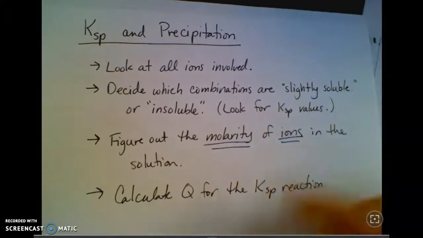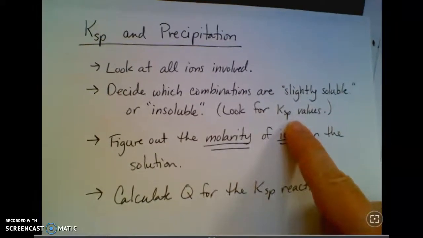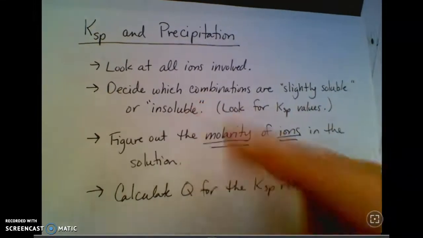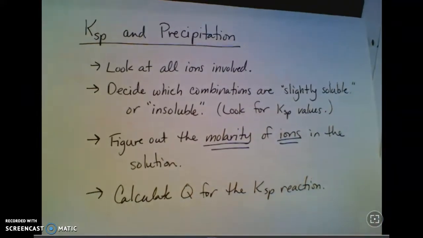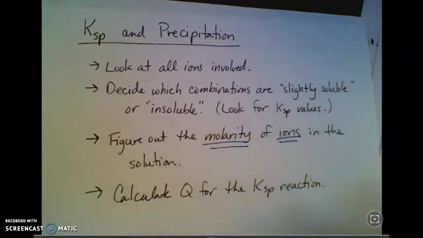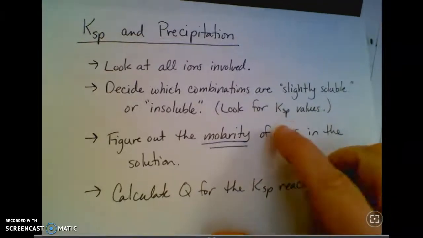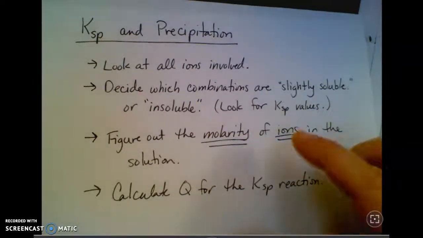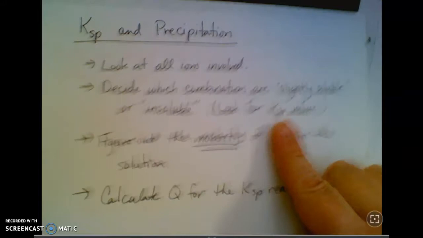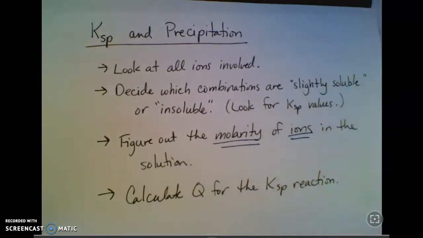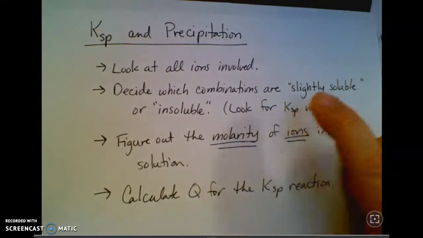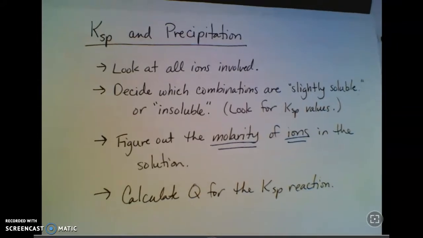The best thing to do is look for your Ksp values. So these are all going to be double replacement or precipitate reactions, and so just figure out which combination is going to possibly give you something that would precipitate. If it's on the AP exam, a lot of times they will just say the Ksp value for whatever this is. That's a huge clue for what you need to do.